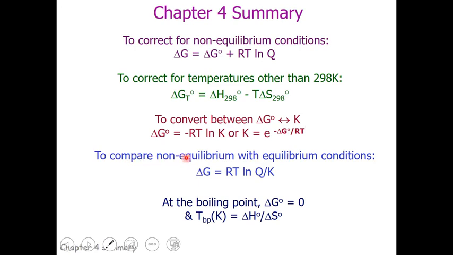One way to compare non-equilibrium with equilibrium conditions is to look at the free energy change, which is set equal to RT natural log of Q over K. So we are comparing the reaction quotient to the equilibrium constant. And at the boiling point, or the flip temperature of a reaction, delta G naught is equal to 0. So our temperature in units of Kelvin will be delta H naught divided by delta S naught.